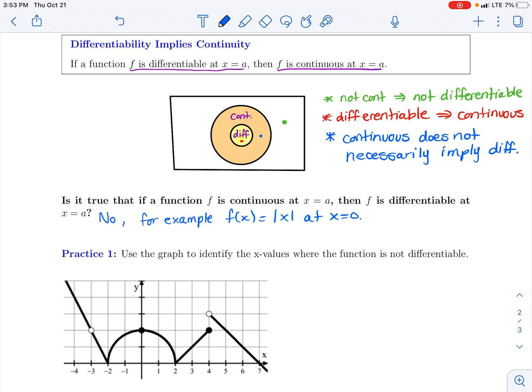For me it's just easier to remember which circle goes in which, and then from there figure out those three statements.